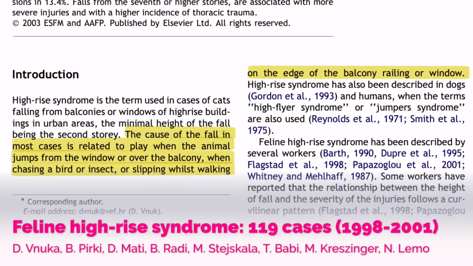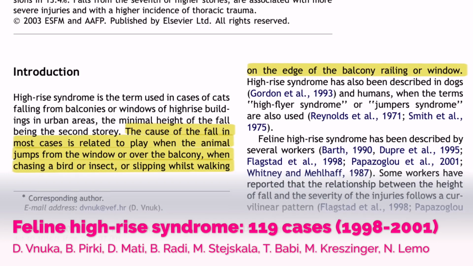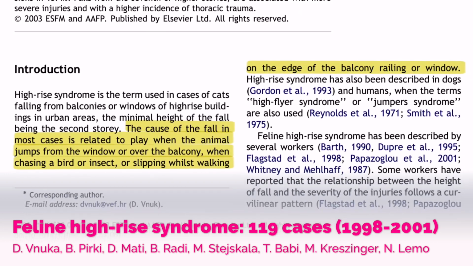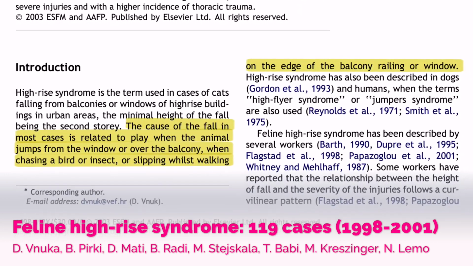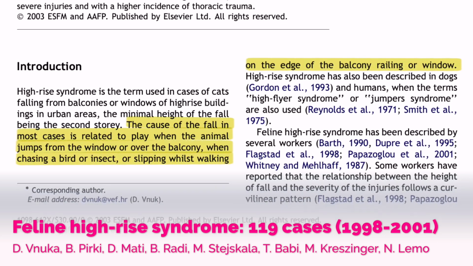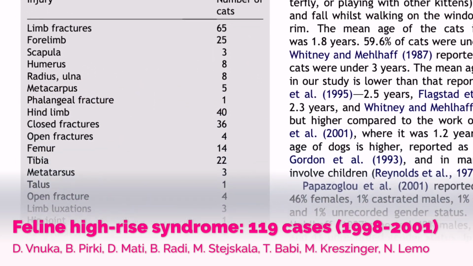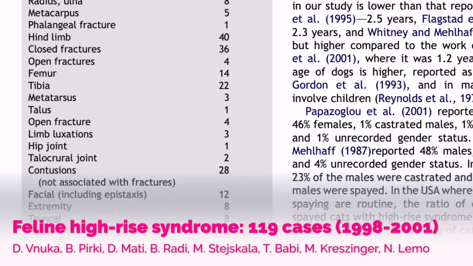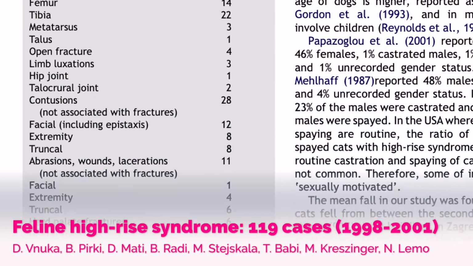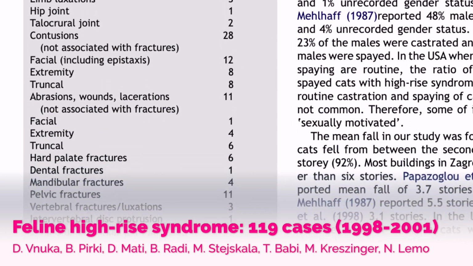One of the more modern ones is going to be the development of high-rise syndrome. This is this phenomenon where cats are falling out of windows in higher buildings and causing serious breaks and fractures to their legs. It can be very, very traumatic for them. But there's a reason they're doing this.